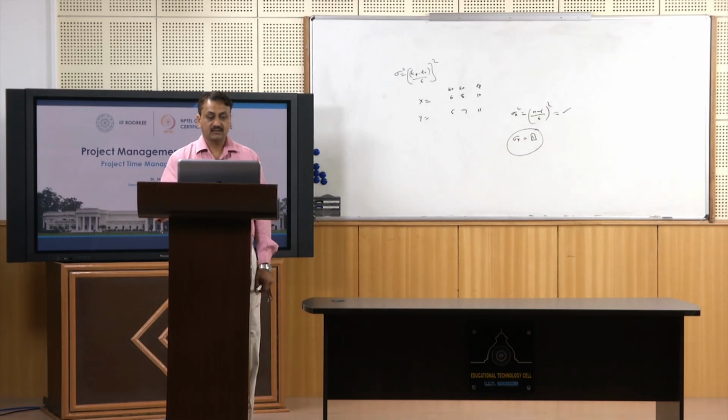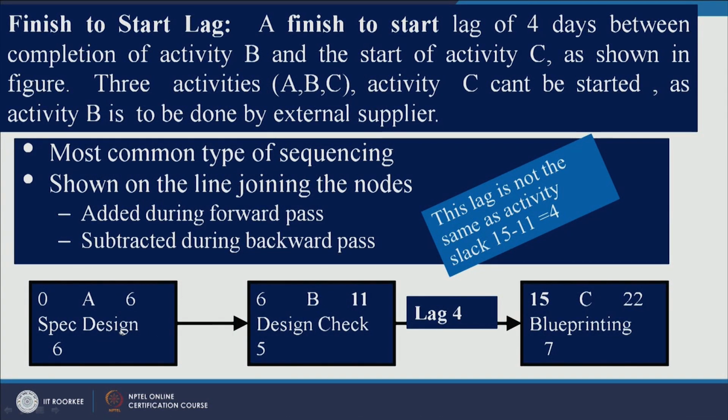if you look at this network there are 3 activities: specification design activity A, which is taking 6 days time. Once specification of design is over, the next activity is design check. Now, this activity will take 5 days. The third activity is also there, it is called blueprinting, it is taking 7 days.